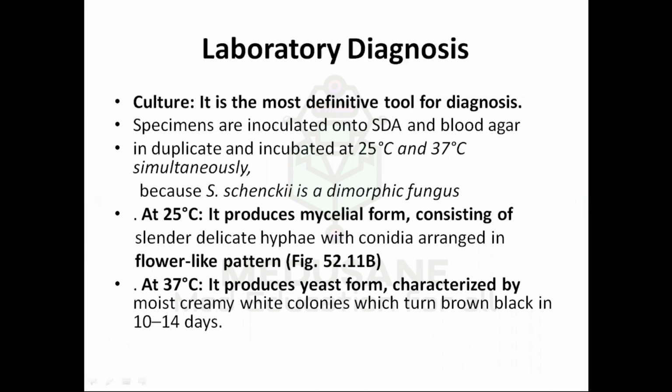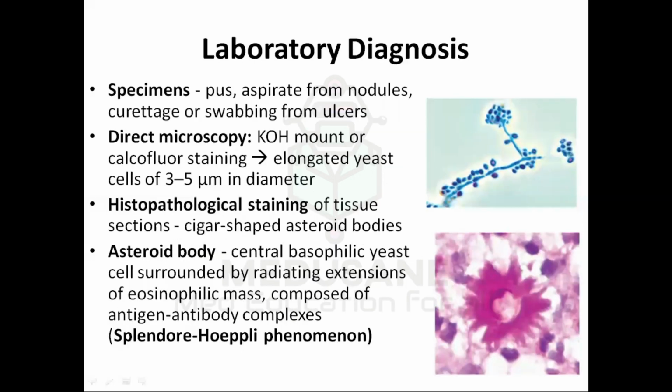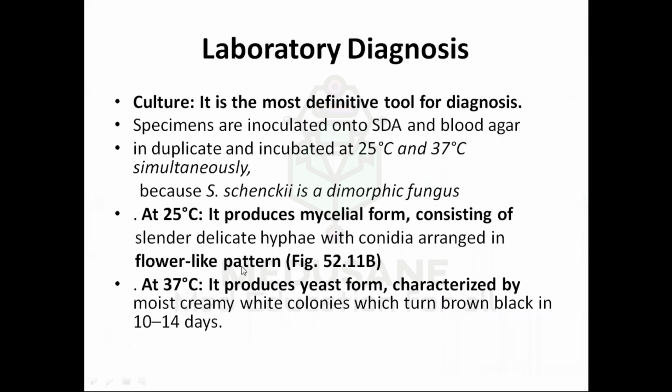Then culture is definitive for diagnosis: inoculate on SDA as well as blood agar. Because it is a dimorphic fungus, we want to maintain it at two temperatures, 25 degrees Celsius and 37 degrees Celsius. At 25 degrees Celsius it forms the mycelial form, and at 37 degrees it forms the yeast form. So this mycelial form forms a flower-like pattern.